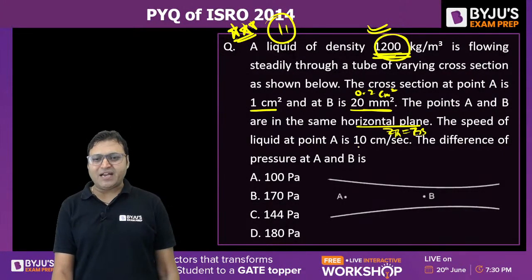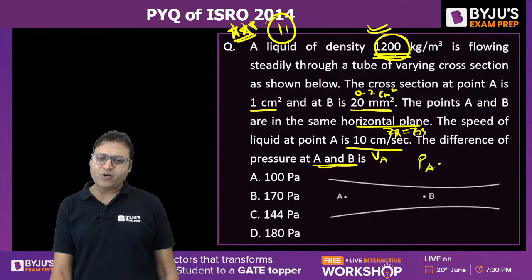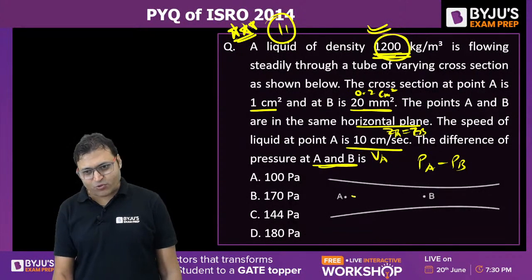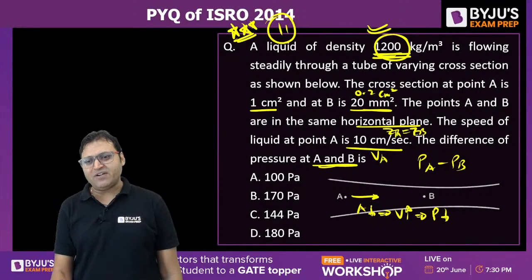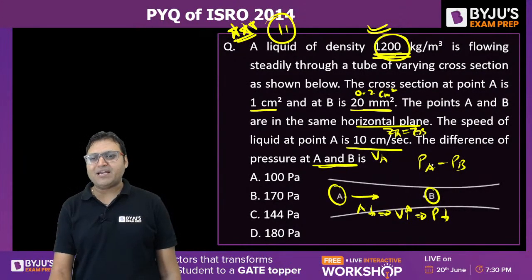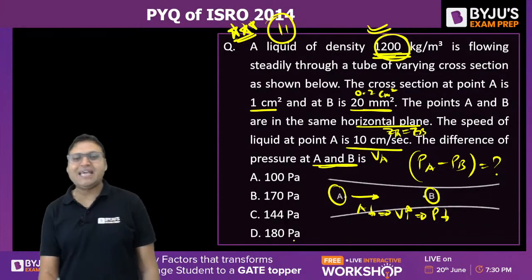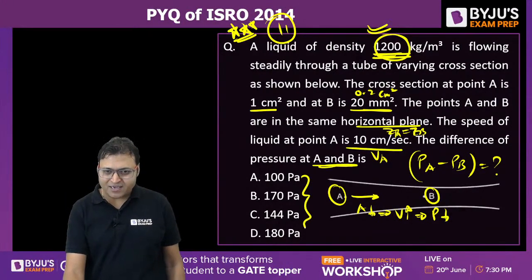The speed of the liquid at point A is VA, and we need to find the pressure difference between A and B, that is PA minus PB. First of all, try to understand: as the area decreases, velocity will increase, isn't it? If the velocity increases, pressure will decrease. So we need to find PA minus PB in Pascal.